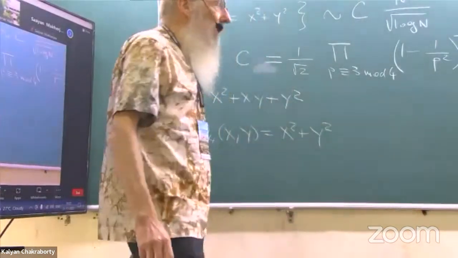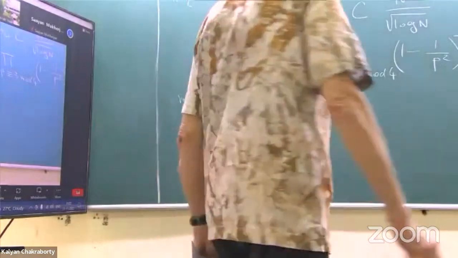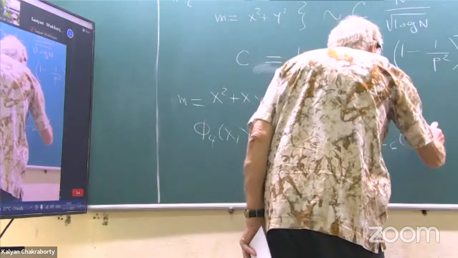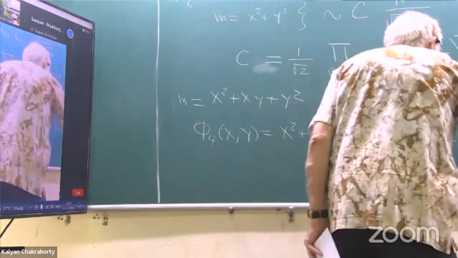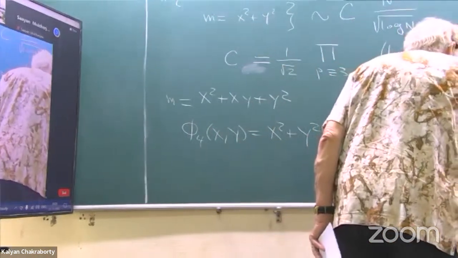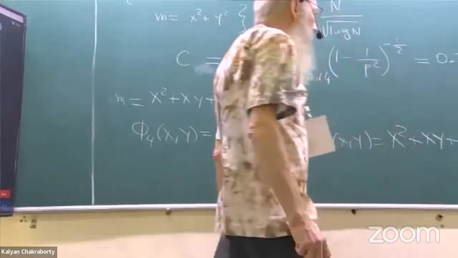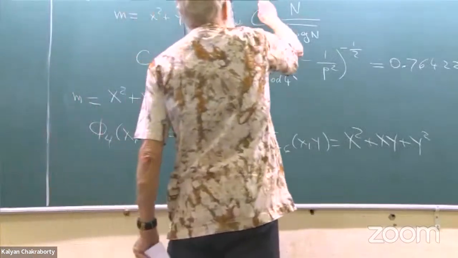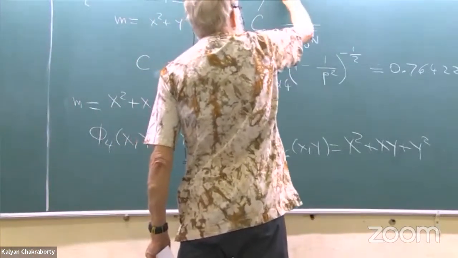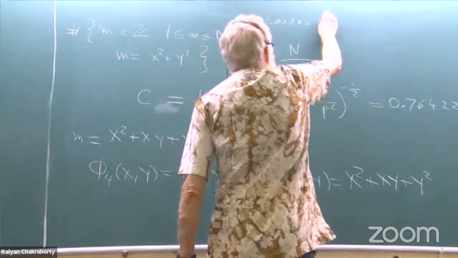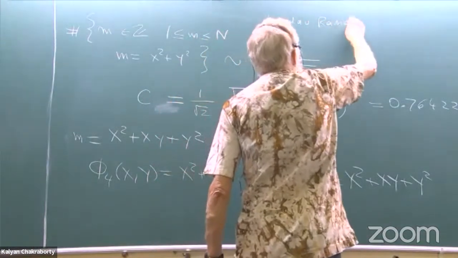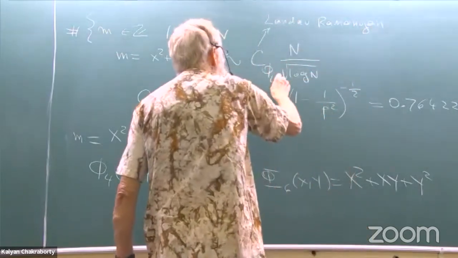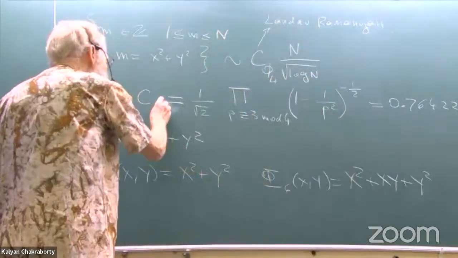It corresponds to the irreducible polynomial of i, and the phi 6 of x, y is x squared plus xy plus y squared. So because of this, the constant which occurs, which is the Landau-Ramanujan constant, I will note it by C phi 4, and so this is C phi 4.